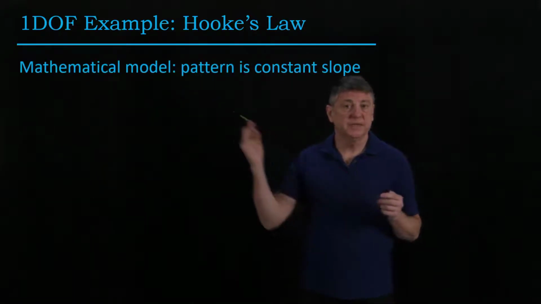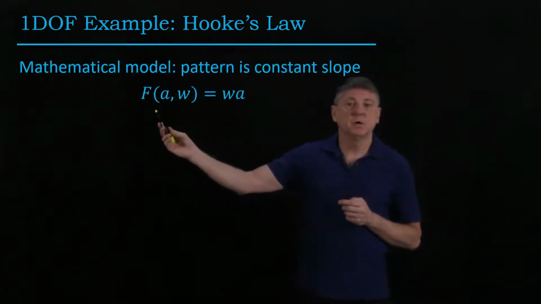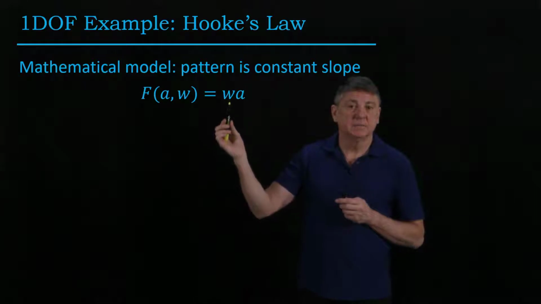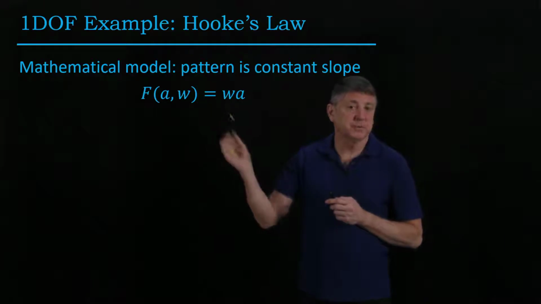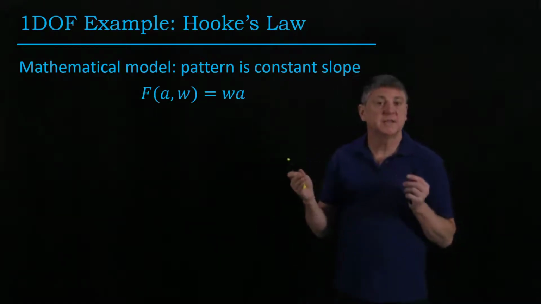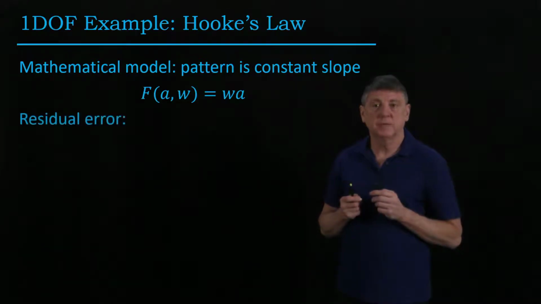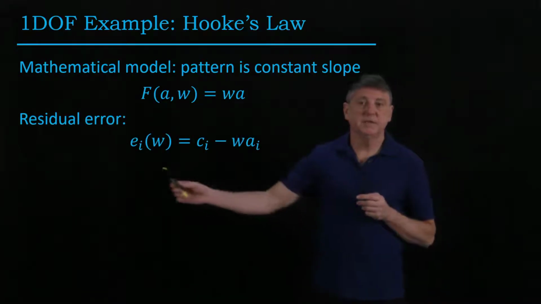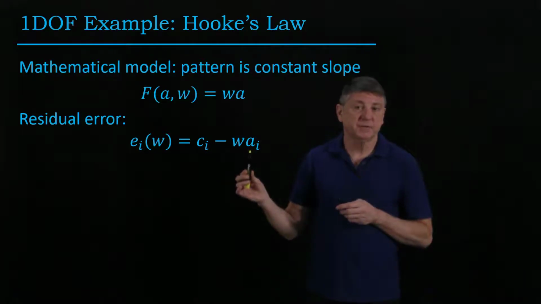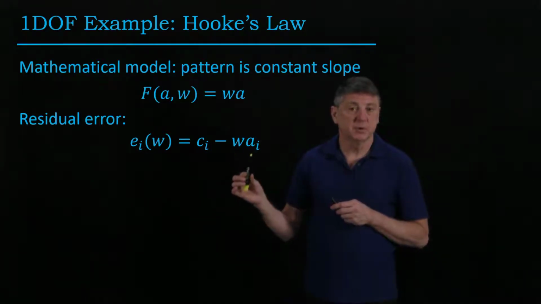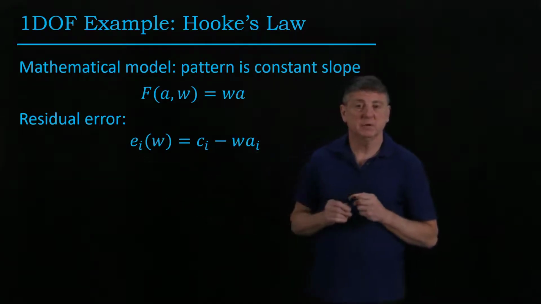One model that we can use is a pattern that has a constant slope. And this would model our data as being a scalar multiple of the observation. And in Hooke's law, this would be the spring constant that associates the extension or compression with the force that is exerted by the spring on an object. In our case, the residual model for the ith observation would be the ith extension of the spring times the spring constant. This is our model, and then we take the difference between the observed force and the modeled force, and that would be our error.